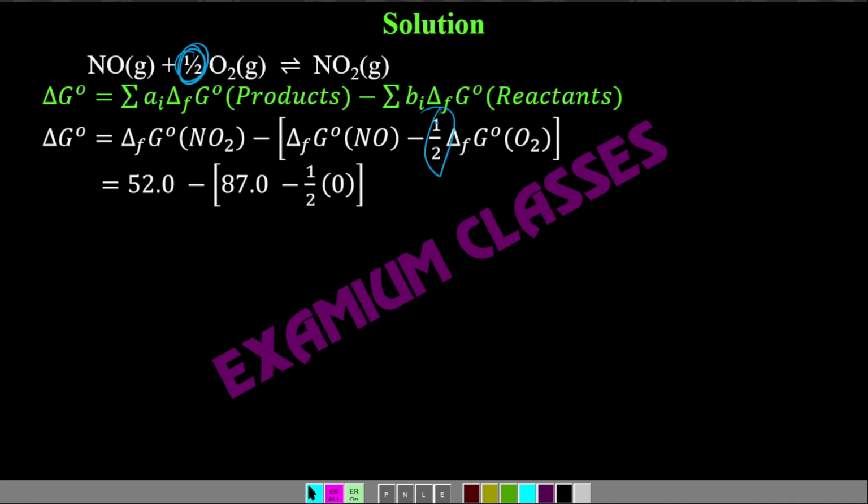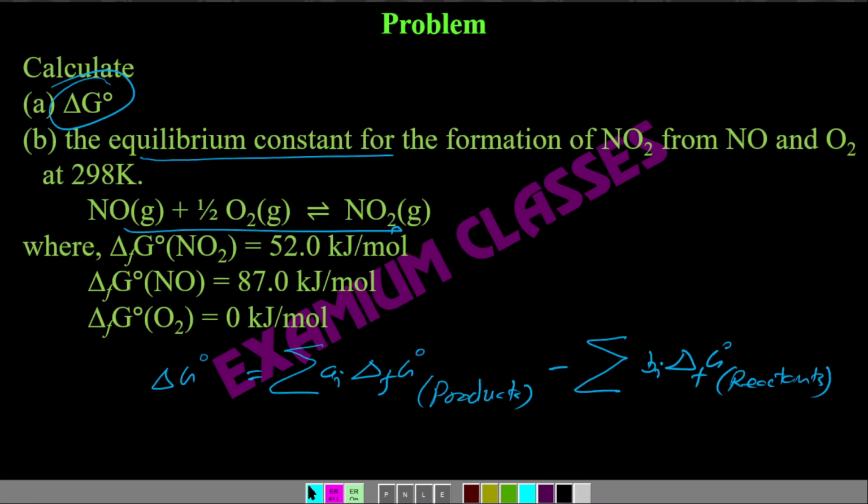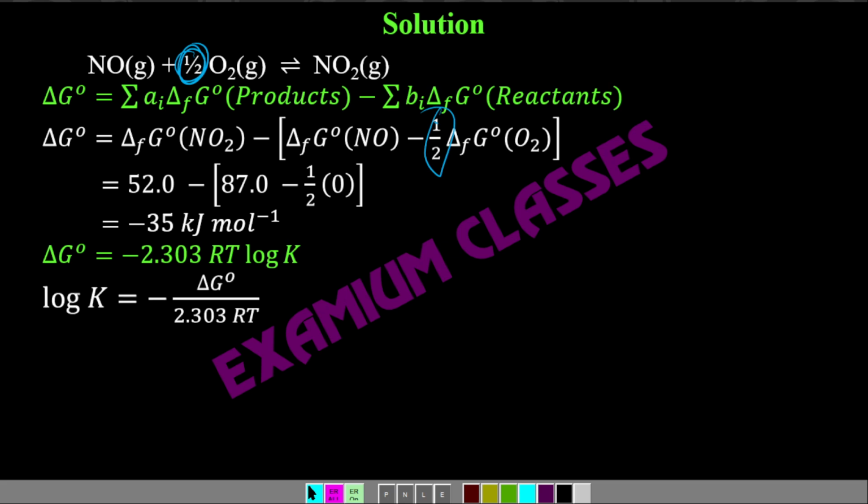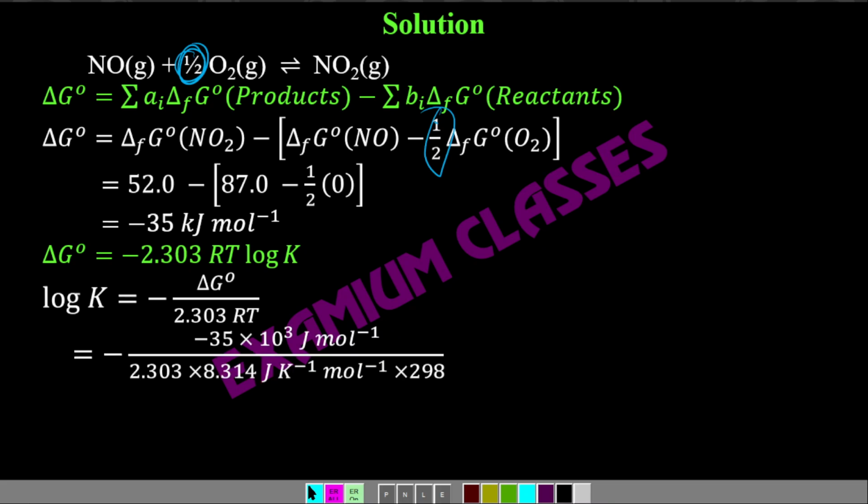So when you simplify it, you will get delta G naught as minus 35 kilojoules per mole. One important point about units also: the values are given in kilojoules, so you will mention the answer in kilojoules. Now you will apply the formula delta G naught equals minus 2.303 RT log K. Substitute the values of delta G naught, R and T. Delta G naught you have obtained is minus 35. And one important point here, because you calculated delta G naught in kilojoules and here you have to use joules, you will multiply it by 10 to the power 3. Again, a common mistake done by students.